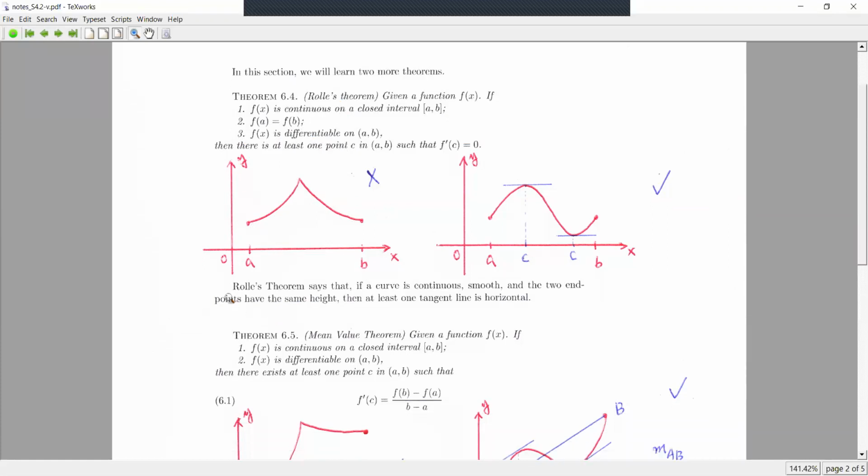Essentially, to make a summary, Rolle's theorem says that if a curve is continuous and smooth, meaning no corner, and the 2 endpoints have the same height, then at least one tangent line is horizontal. This is calculus language about Rolle's theorem. Here is a geometrical language about Rolle's theorem.